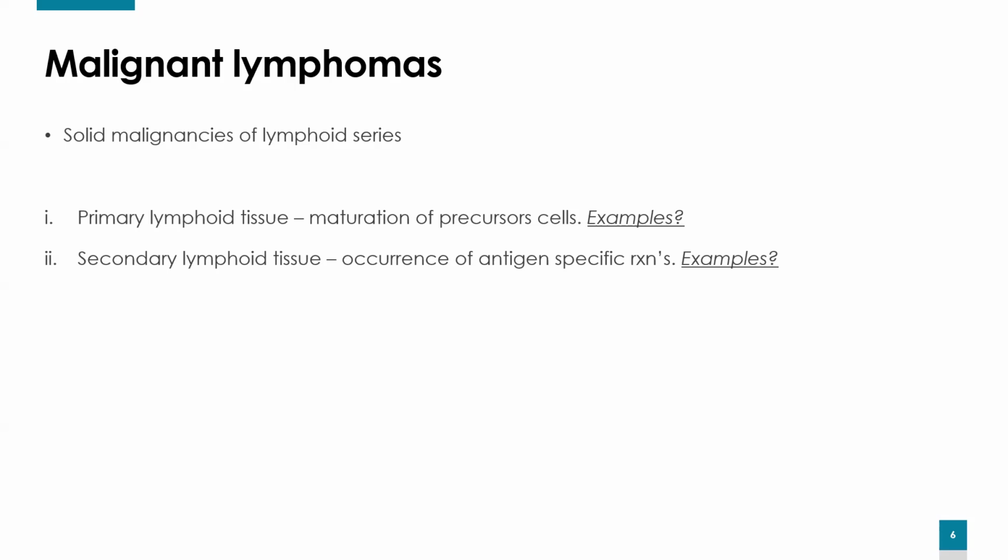So what are the lymphoid organs or lymphoid tissue that you should know by now? There's primary lymphoid tissue and there's secondary lymphoid tissue. Primary lymphoid tissue is basically where maturation of precursor cells occurs, the blasts. What are some examples of primary lymphoid tissues? I just need one person to unmute and tell us the two main examples of primary lymphoid tissue.